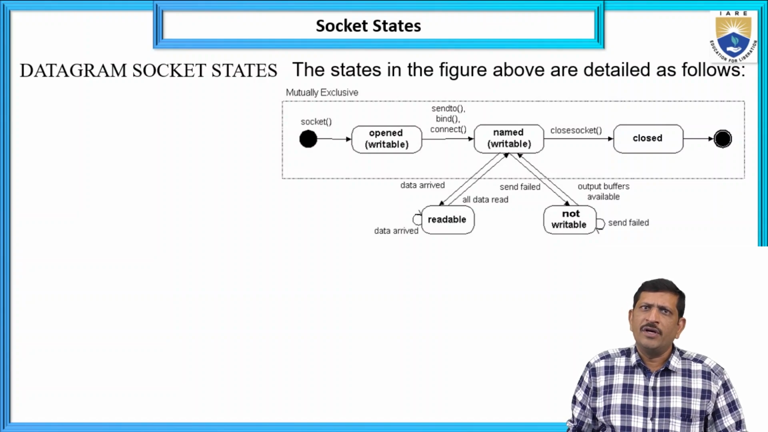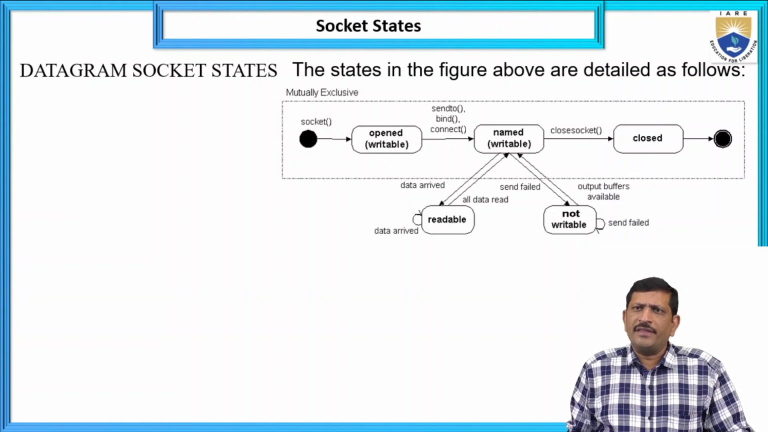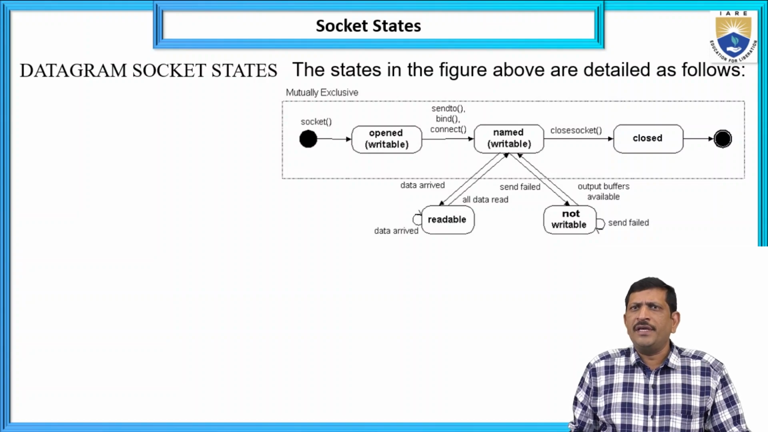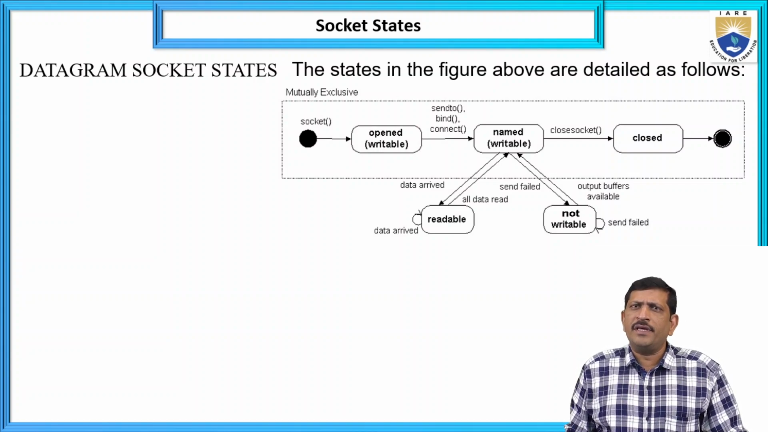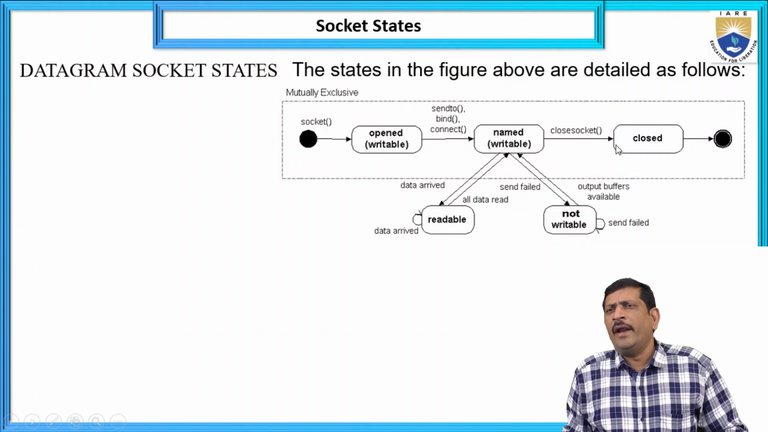Socket states. If you take the datagram socket, it has a number of states for establishing the connection to the server. One is opened, that is, writable. The opened state means it is writable, and bind and connect operations can be transmitted to the named state. It is also writable, and then close.